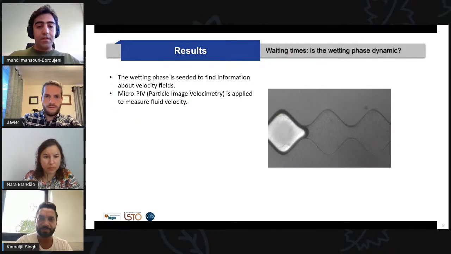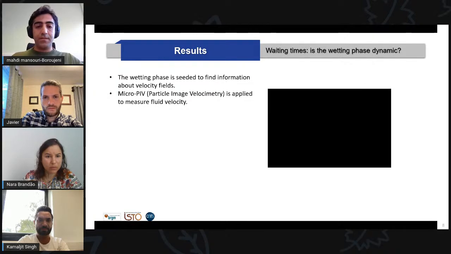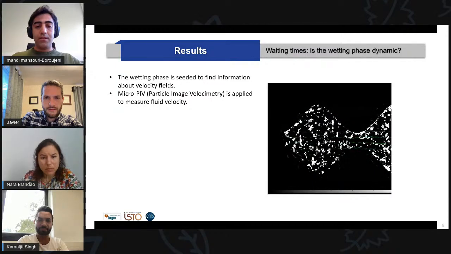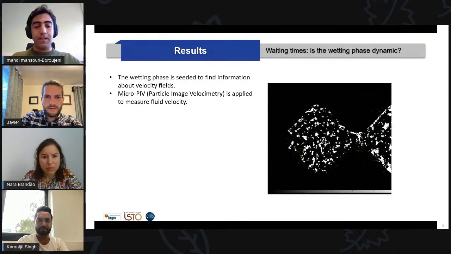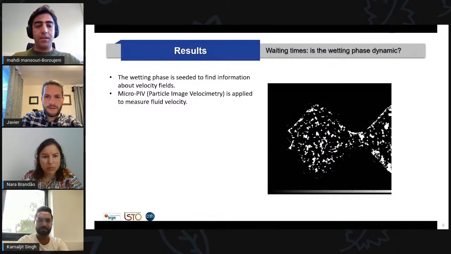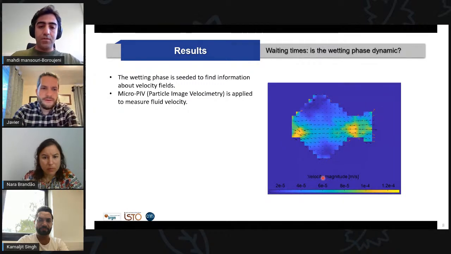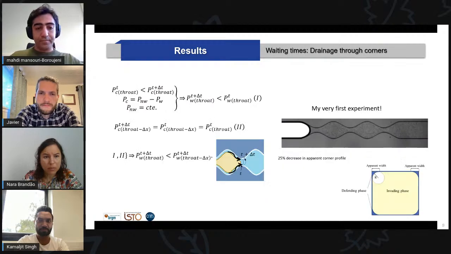To answer this question, we seeded our wetting phase with some particles to see whether there is any dynamic movement while the meniscus is waiting at the constriction. If we subtract the particles from the background, we can see there is definitely a flow in the body of the wetting fluid. If we perform particle image velocimetry and average the velocity vectors at the pore, we can see there is a continuous flow coming from the corners of the fluid to the body of the wetting fluid. But how does this happen?